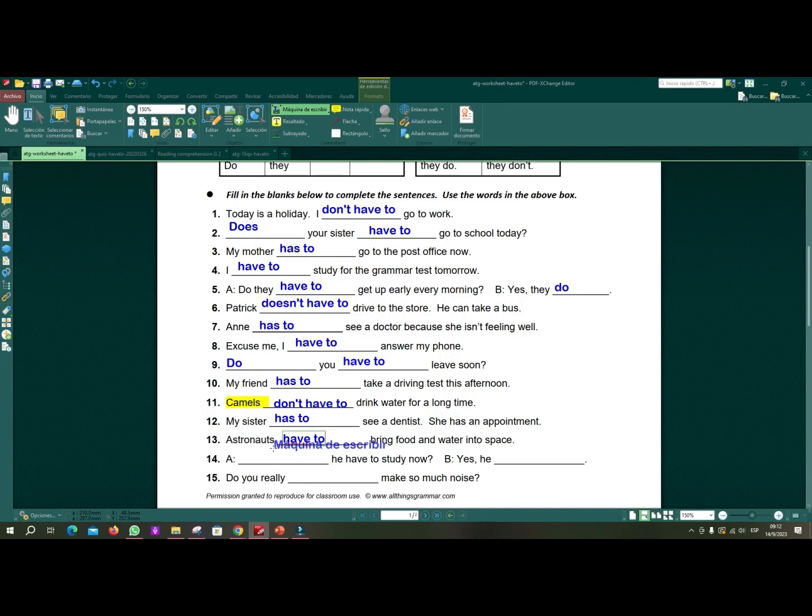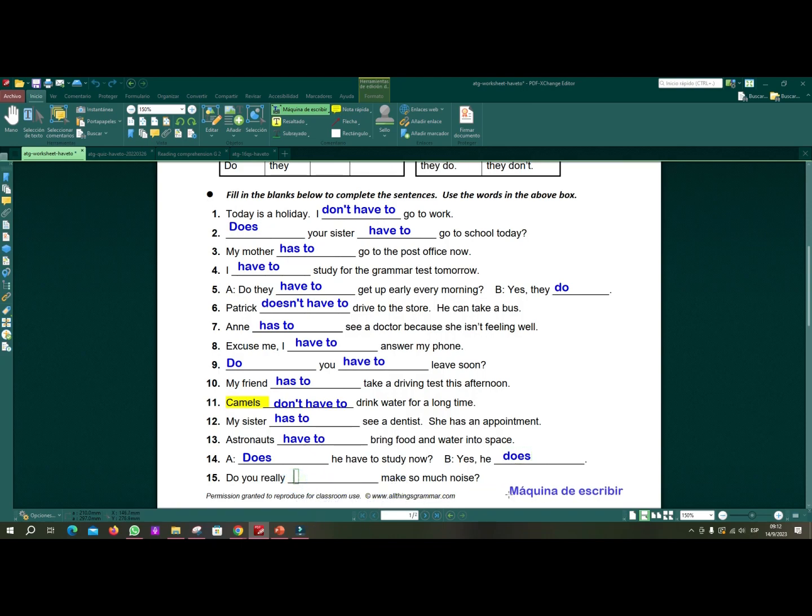Aha. That's good. Excellent. What about this from Mr. Abraham? He have to start now. That will be an interrogative one. Yes, a question. So, does he have to study now? Yes, he does. Excellent. Great.